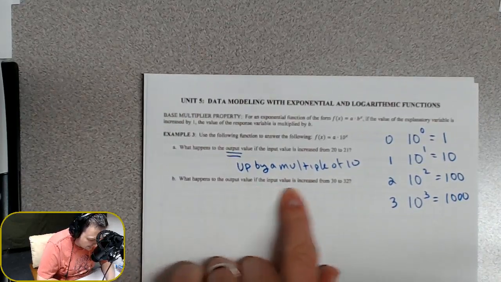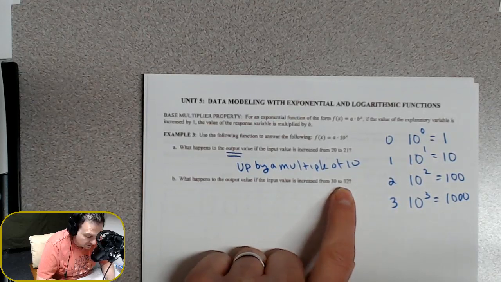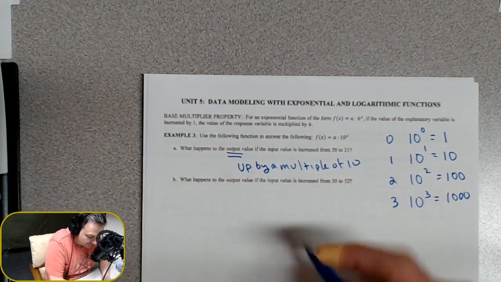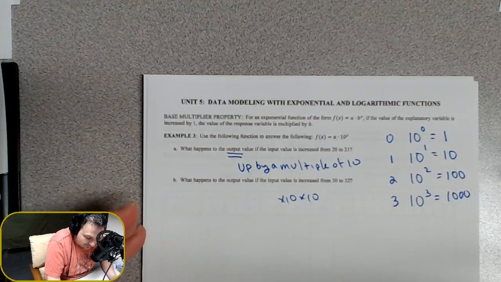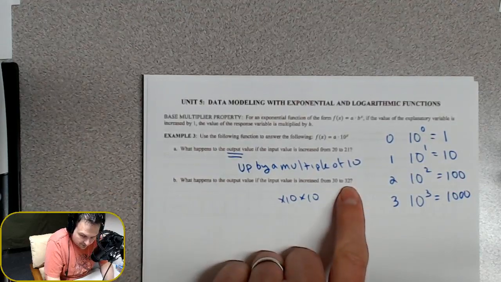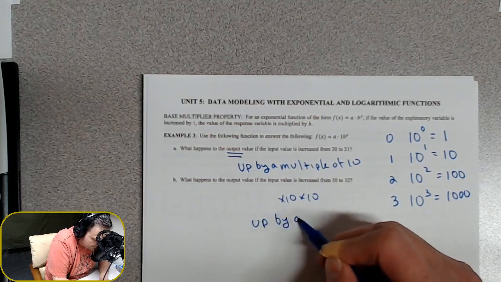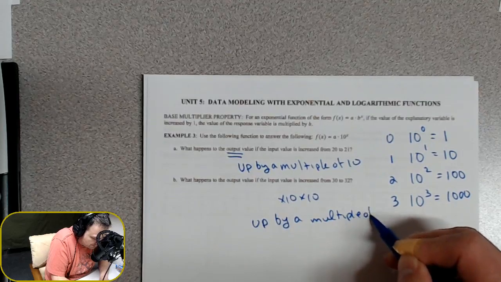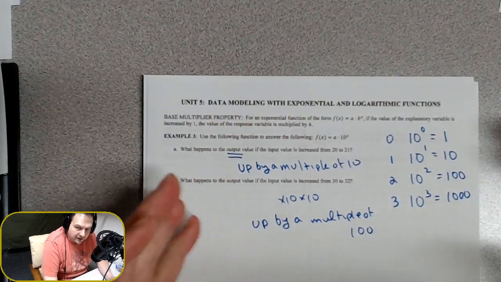What happens to the output as it goes from 30 to 32? Oh, it went up by 2. It went up by a factor of 2, so it's times 10, but then times 10 again because it went up twice. You see, from 30 to 32, it goes up twice. So it went up by a multiple of 100. 10 times 10, 100.